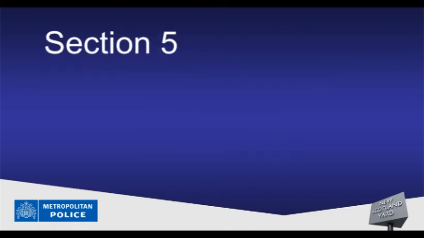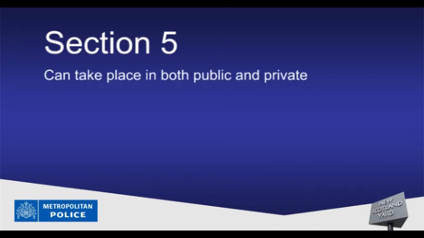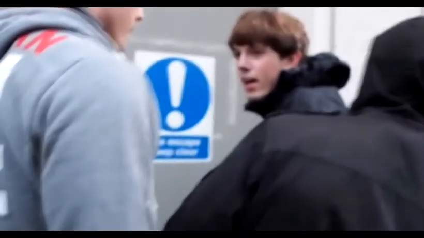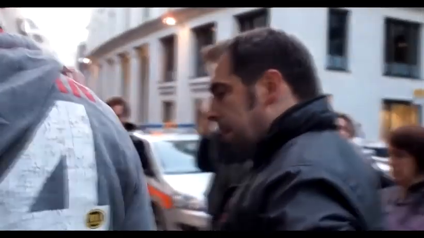So to confirm, a Section 5 public order offence can take place in both public and private, and even in a dwelling, as long as someone outside a dwelling is likely to be offended. The power of arrest comes from Section 24 Police and Criminal Evidence Act 1984, providing there is an arrest necessity present. The police officer does not need to be in uniform to make this arrest.